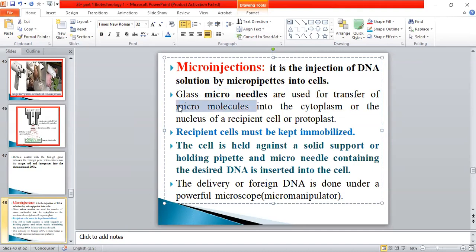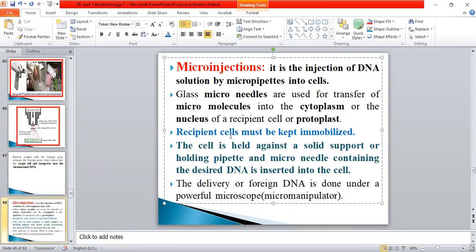Micromolecules means nothing but the DNA, RNA, or whatever molecule we are going to introduce from one plant to another plant or one animal to another animal. Micromolecules only. Okay, into the cytoplasm only. Okay, into the cytoplasm or the nucleus or the recipient cell of the protoplasm. Three parts they were selected. Sometimes it may be cytoplasm, sometimes it may be nucleus, sometimes it may be a protoplasm. These are the three parts only we are using for the further process.